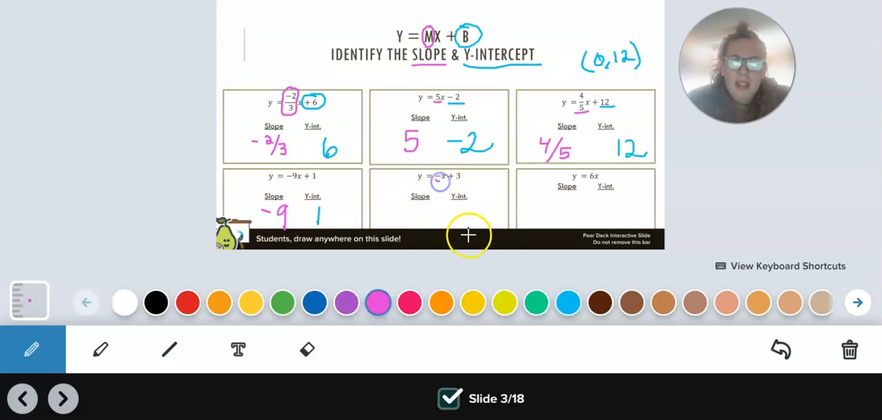Here we just see a minus sign in front of an x, so that's a negative 1. And our y-intercept is a positive 3. Last one, we have a slope of 6, and we don't see a number added or subtracted, so we can think of that as plus 0. So our y-intercept for that equation is just 0. Once you have all this down, pause if you need to, go at your pace, and when you're ready, push ahead to slide 4.